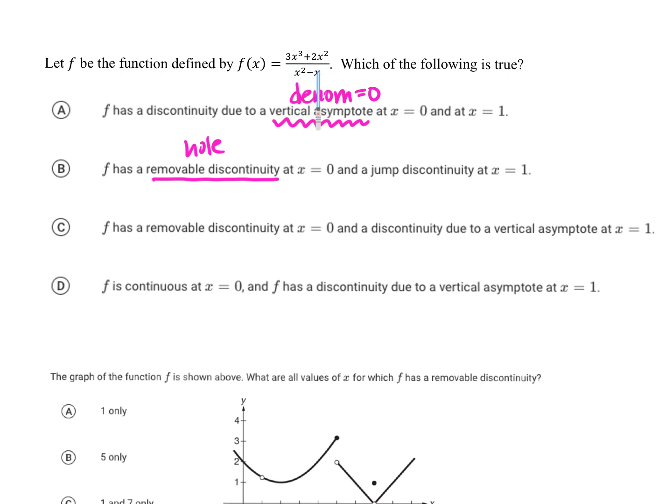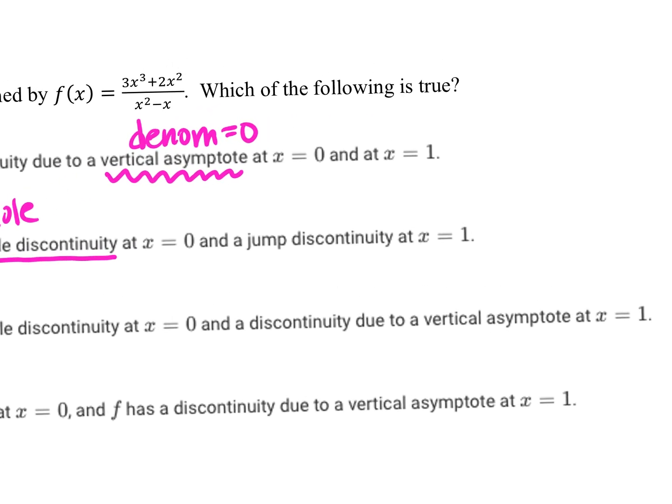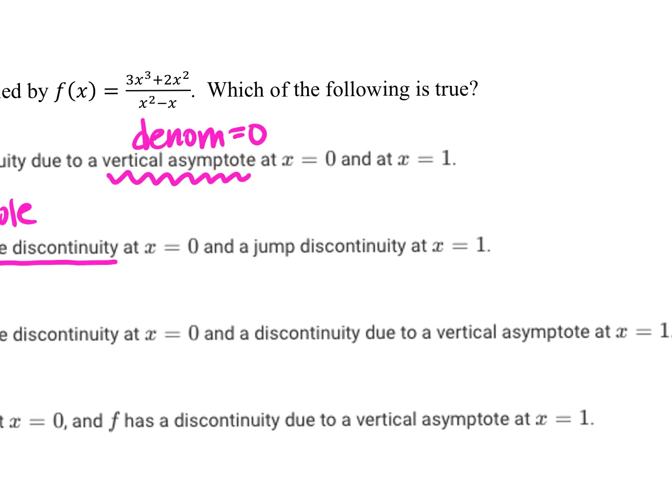Can we factor this? Yeah, let's go factor it. What does the top have in common? The first thing we always do is take out a GCF. X squared. Let's take an x squared out. Therefore, I would have x squared. What's left? 3x plus 2. What does the bottom factor out to be? Take an x out. What's left? X minus 1.